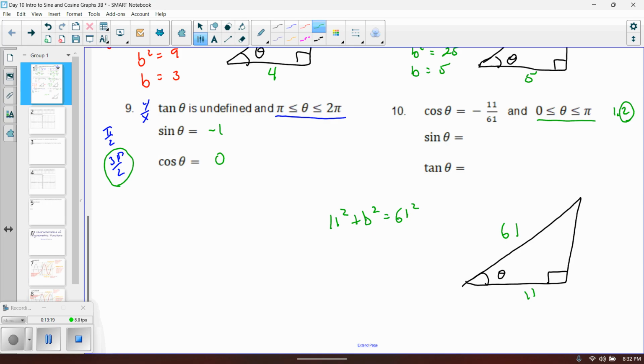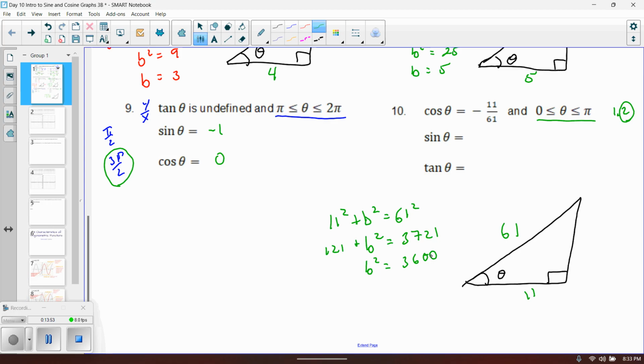I will be the first to admit I do not know what 61 squared is off the top of my head. I do know 11 squared is 121. We're going to put 61 squared into a calculator and see what that gives us. So 61 squared is 3,721. And then we'll take away 121 from both sides. So b squared is going to be 3,600. Now, ironically, I do know what that one is.